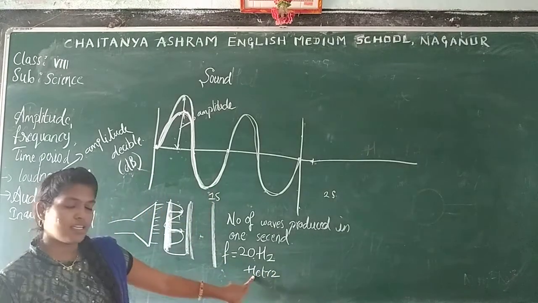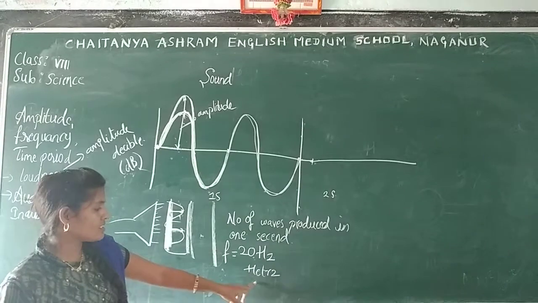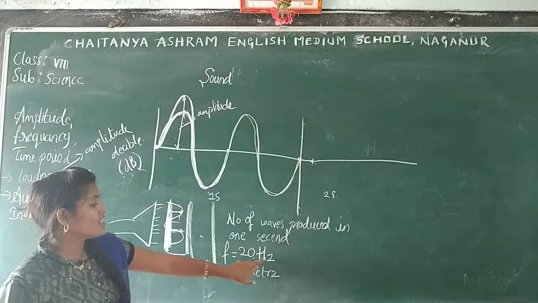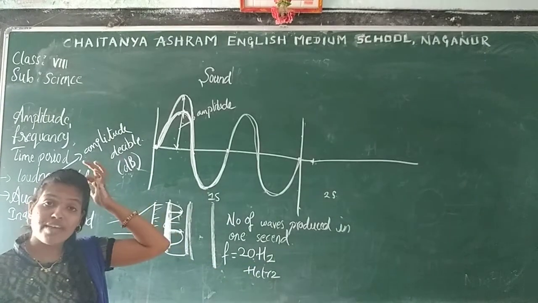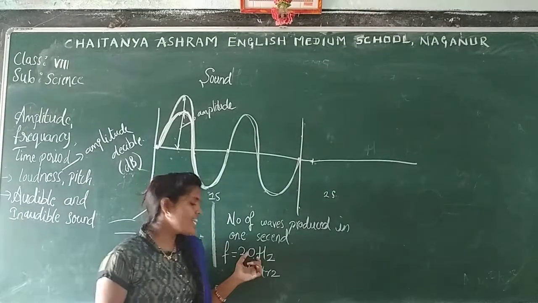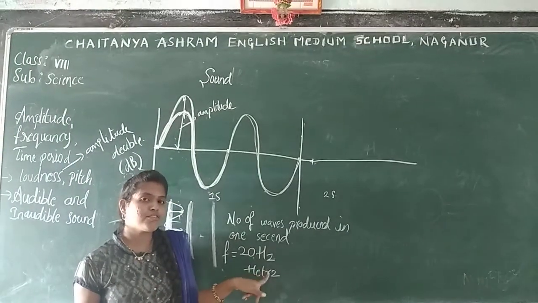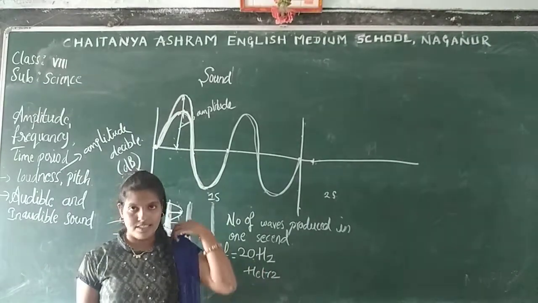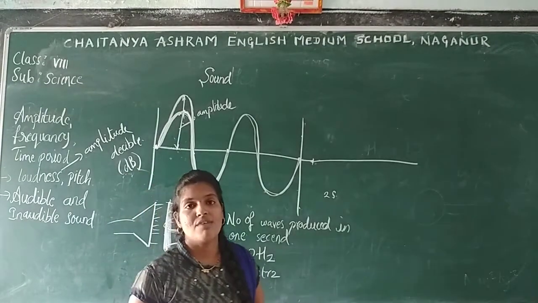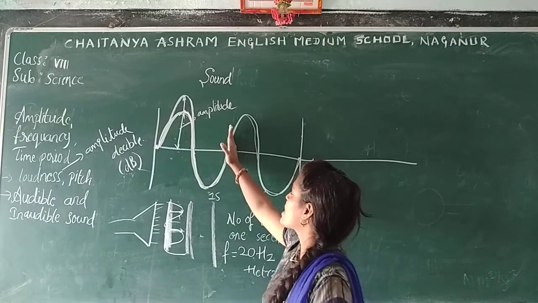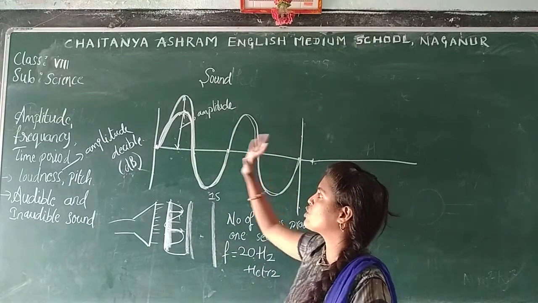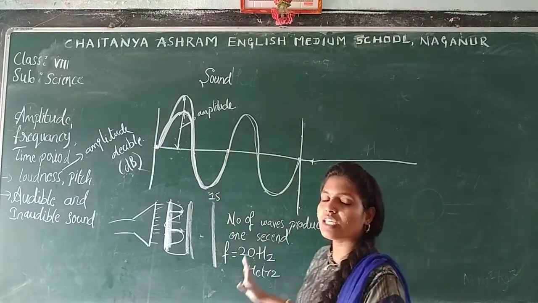This is the name, hertz. It is the SI unit of frequency. If 20 cycles are produced in 1 second, it means the frequency of that sound is 20 hertz. Frequency means the number of cycles produced in 1 second. If 2 cycles are produced, the frequency is 2 hertz.